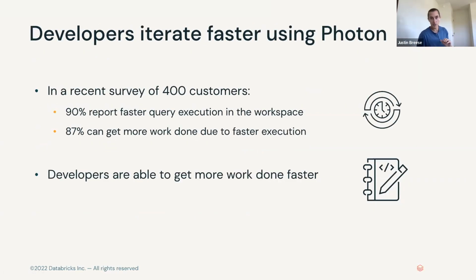Now, the last thing I'll leave you, and then Alan is going to jump in and do a few slides. This to me is super cool. I'm super passionate about it. Developers are iterating faster using Photon. So for example, in the workspace, people are doing exploratory data analysis. And before we went generally available, we actually sent a survey out to 400 different customers using this. And 90% of them reported faster query execution in the workspace, and 87% can get more work done due to this faster execution. So really it's time equals money. Faster iteration for teams means a lot. So really it's all about developers being able to get more work done faster.